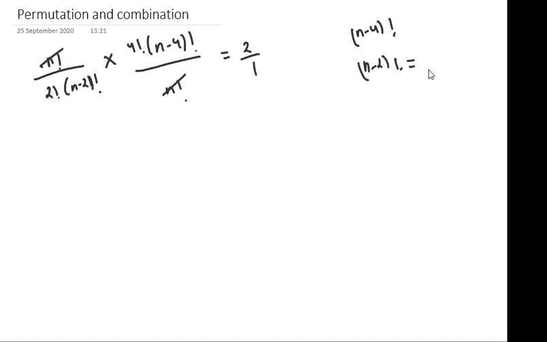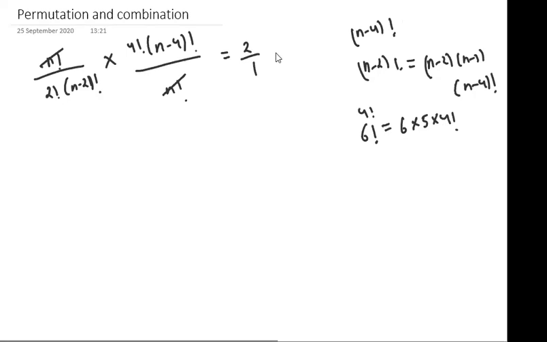So this can be written as n minus 2 into n minus 3 into n minus 4 factorial, because with n equal to 6, 6 factorial can be written as 6 into 5 into 4 factorial. Got it? Just see the example. If you put n equal to 8, 8 minus 2 is 6 factorial, which can be written as 6 into 5 into 4 factorial. That's why n minus 2 factorial can be written as n minus 2 into n minus 1 into n minus 4 factorial.